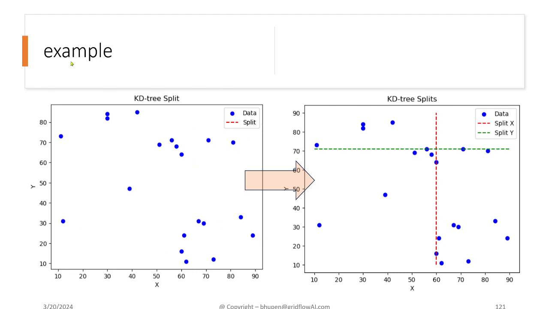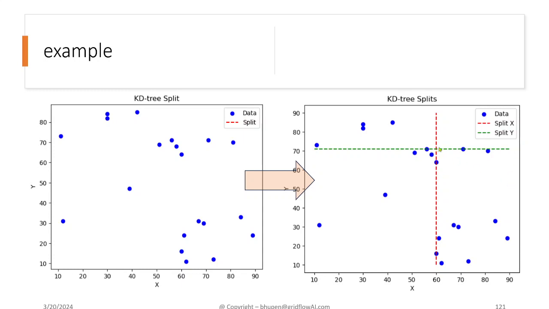Let's say this is our data set on the left hand side. On the right hand side, I started with X and this is the median. And I started with Y and this is the median. Now you look at it, the data set has been divided into four partitions: 1, 2, 3, and 4. Now, given a test point, let's say the test point falls here, we would find the neighbors in this particular region or in this particular partition.